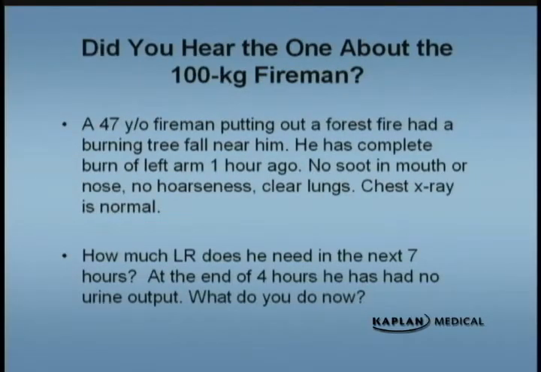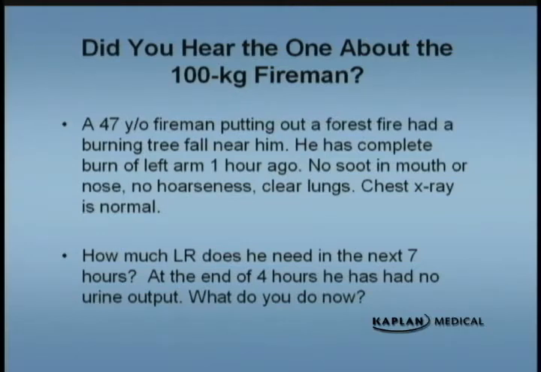Okay, let's talk about pulmonary inhalation injury a little bit. Here's a case of a 47-year-old fireman putting out a forest fire and a burning tree fell near him. He has a burn of his left arm. So that means that he has a 9% total body surface area burn.